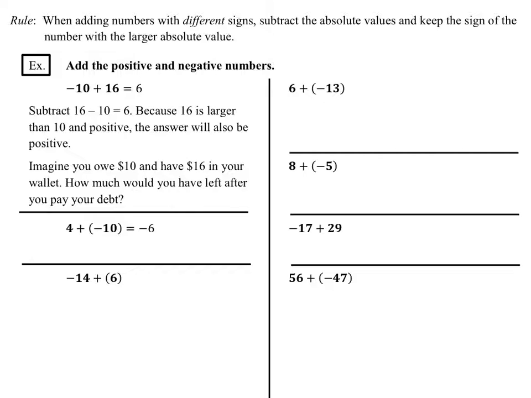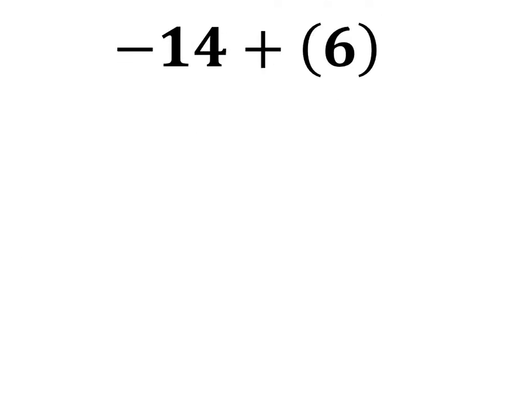So next up, when adding numbers with different signs, subtract the absolute values and keep the sign of the number with the largest absolute value. Now that's a little bit more explanation than I think we need, but it's technically correct. And here's what we mean by that. So I've got a negative 14 and a positive 6.